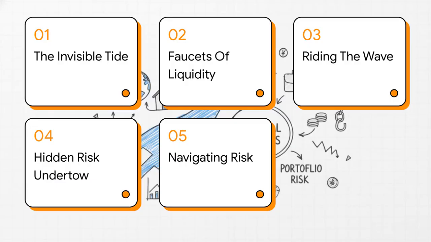So here's our game plan for today. We're going to systematically map out exactly how this tide works. We'll cover the invisible market tide, the main faucets of global liquidity, how different assets ride that wave, the hidden risk undertow you need to watch out for, and finally, how you can navigate your own portfolio risk.